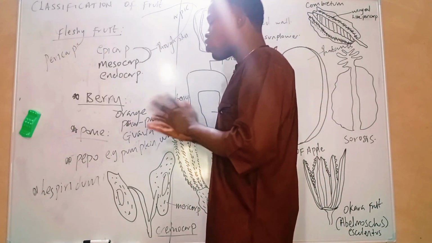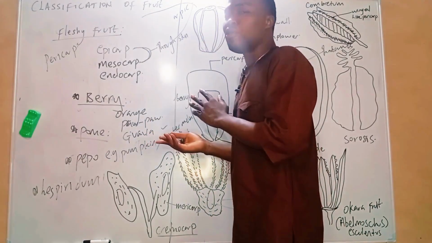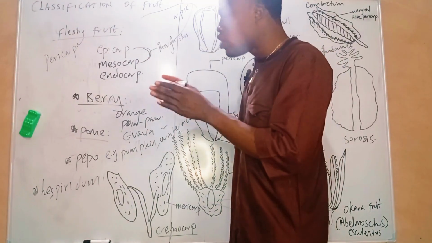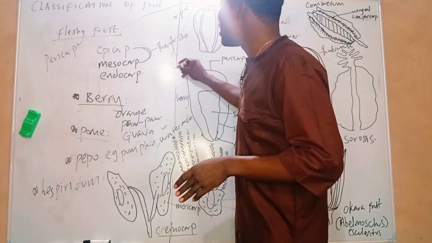Now, many texts confuse pepo for hesperidium. What is hesperidium? In hesperidium, this time the epicarp and mesocarp join together to form what they call a rind.